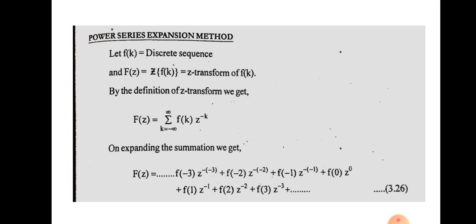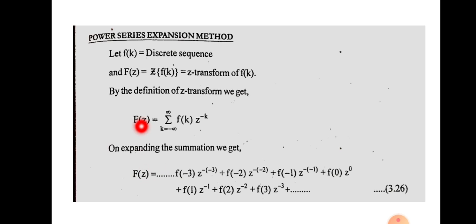There is another method for finding the inverse Z transform, that is the power series expansion method. In that case, f(k) is a discrete series. We will be given F(z), which is the Z transform of f(k). By the definition of the Z transform, F(z) equals the sum over k from minus infinity to plus infinity of f(k) into z raised to minus k, and here this will be F(z).